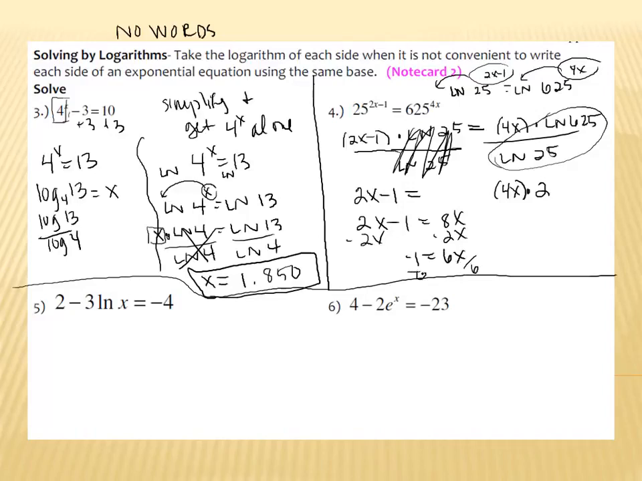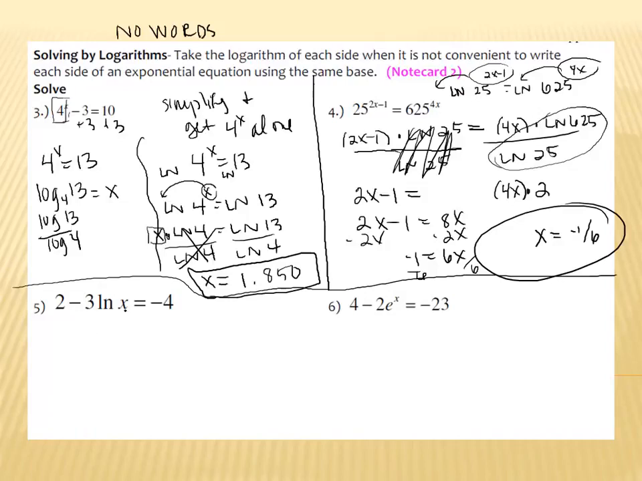Divide by 6, divide by 6. Here we go. Ladies and gentlemen, that's pretty much the lesson. But what I'm going to do now is give you some more complex problems, and then you've got to figure out which note card to use and then apply it correctly.